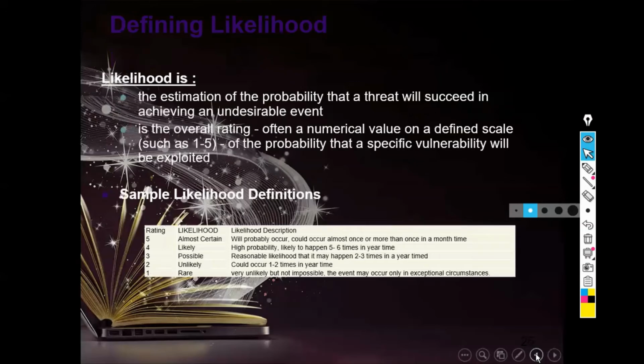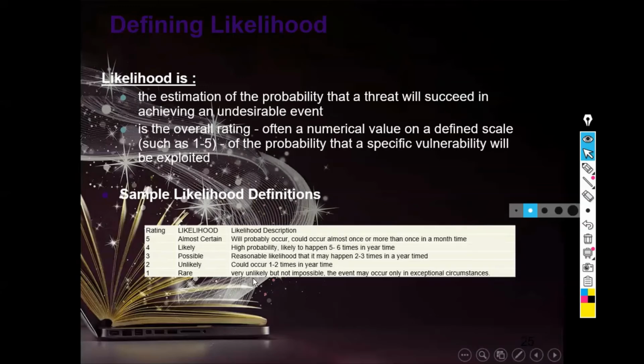Based upon identifying the vulnerabilities, we need to give a rating, because we have identified our assets, we have identified the risk, and we have also identified the vulnerabilities in the system. Threat has also been identified. Now likelihood, what actually is likelihood? Likelihood is the estimation of the probability that a threat will succeed in achieving the undesirable event, or you can say the estimation of the probability of whether a threat is going to exploit the vulnerability or not. This is called likelihood.